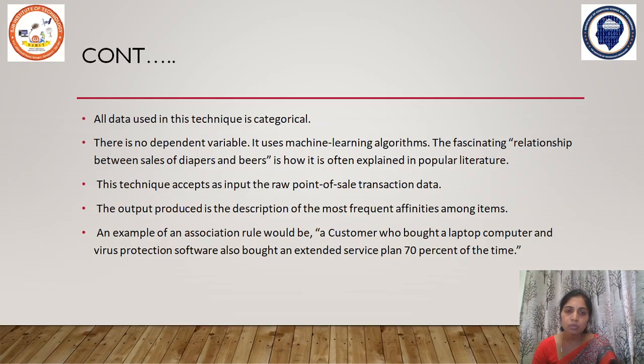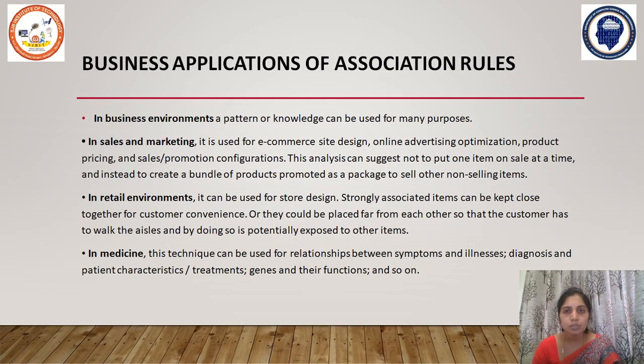Business applications of association rules. In business environments, a pattern or knowledge can be used for many purposes. In sales and marketing, it is used for e-commerce site design, online advertising optimization, product pricing, and sales promotion configuration. This analysis can suggest not to put one item on sale at a time, and instead to create a bundle of products promoted as a package to sell the other, non-selling items. If some items are not sold, you have a package with the other items so that those items also will be sold.